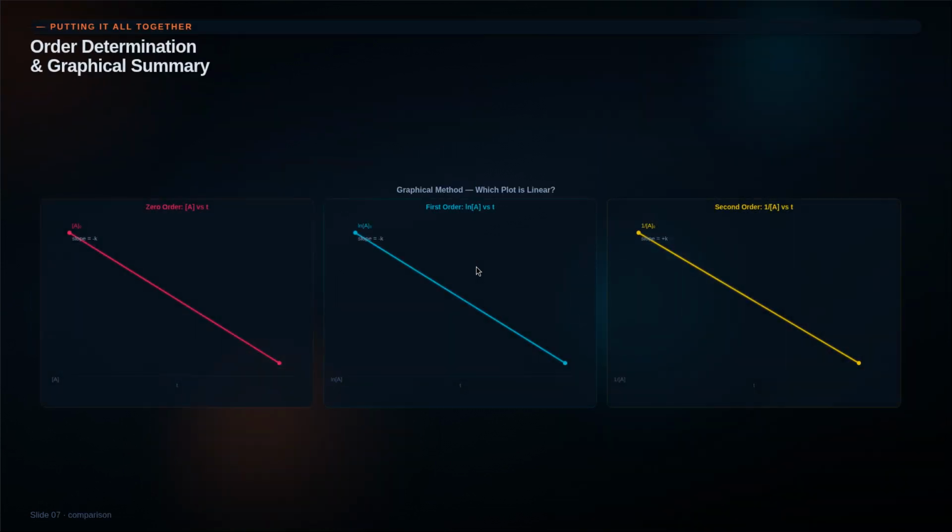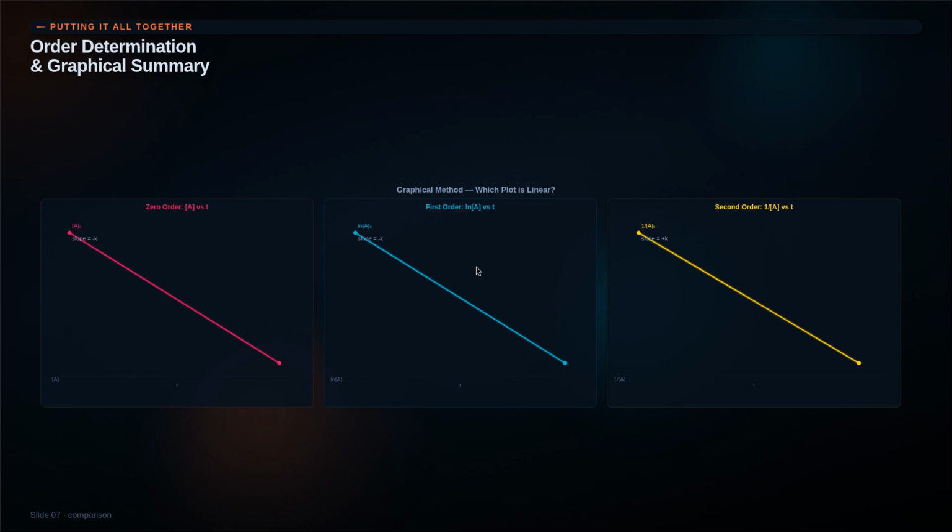The most reliable method for determining reaction order is the graphical method. Prepare 3 plots of your kinetic data. Plot concentration [A] versus time, plot the natural log of [A] versus time, and plot 1 over [A] versus time. The plot that gives a straight line reveals the order.